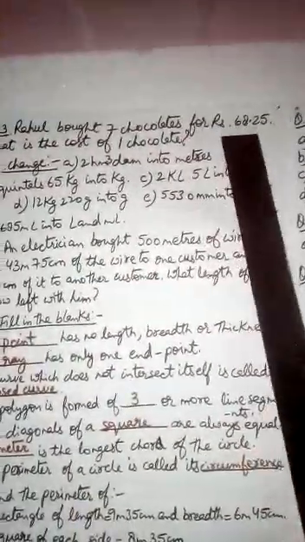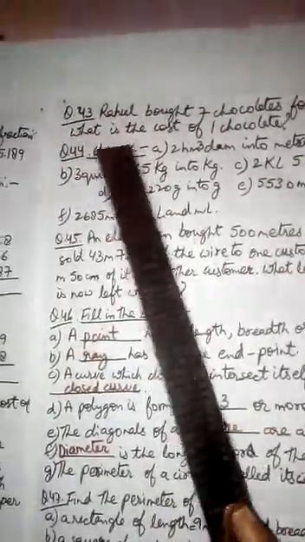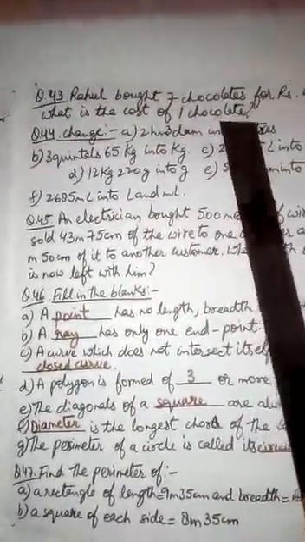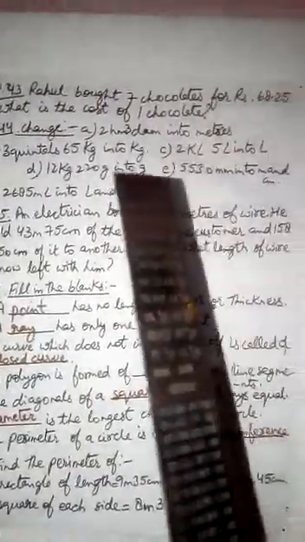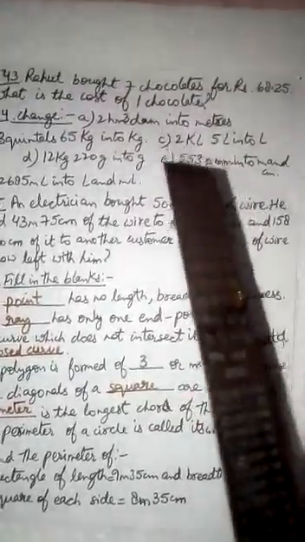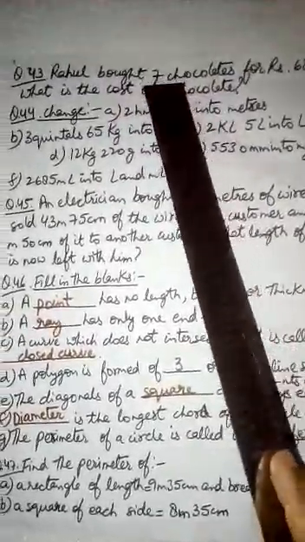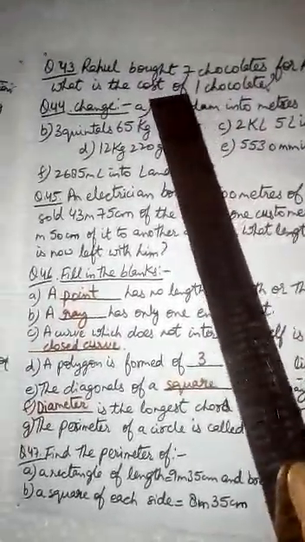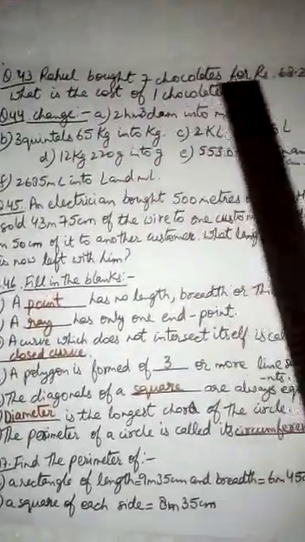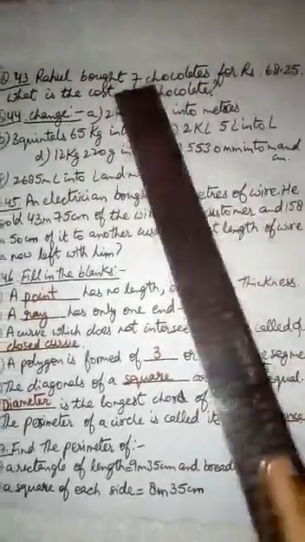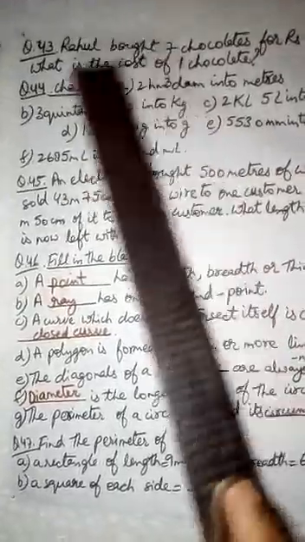Question number 43. Rahul bought 7 chocolates for rupees 68.25. What is the cost of one chocolate? In this sum, what you have to do? You have to divide, because you are given the cost of 7 chocolates. You have to find the cost of one chocolate. You will divide rupees 68.25 by 7, and you will get the answer.